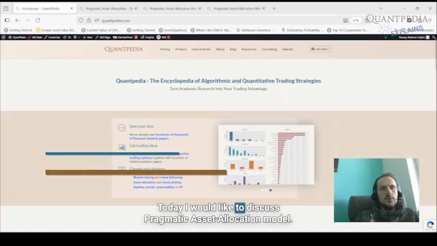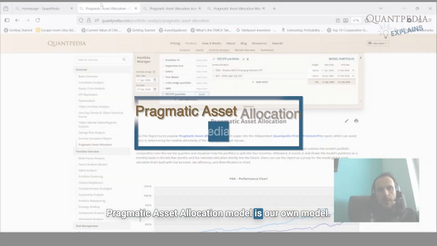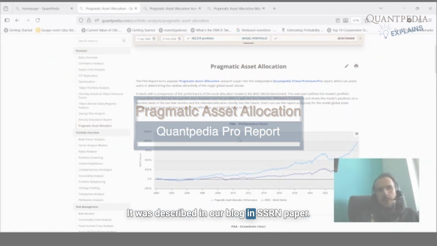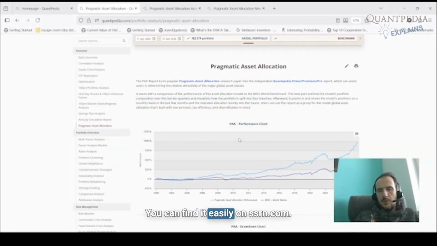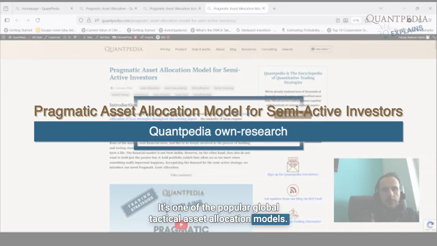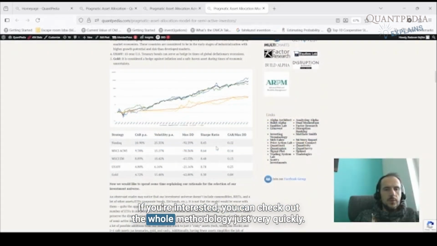Today I would like to discuss the Pragmatic Asset Allocation model. It is our own model, described in our blog and in an SSRN paper, which you can find easily on ssrn.com. It's one of the popular global tactical asset allocation models. I will not go into the details, but if you are interested, you can check out the whole methodology.